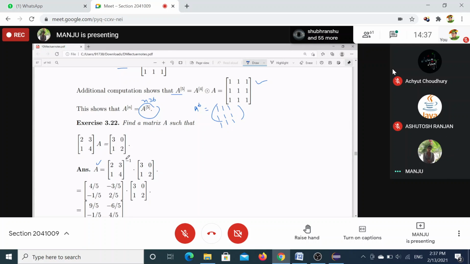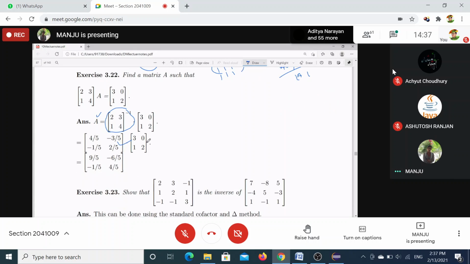Find the inverse of this matrix by using the adjoint of A divided by the determinant of A. That will be your A inverse. So with the help of that, you can find the inverse. You get this one, and then you get this matrix A. That will be the product of these two.